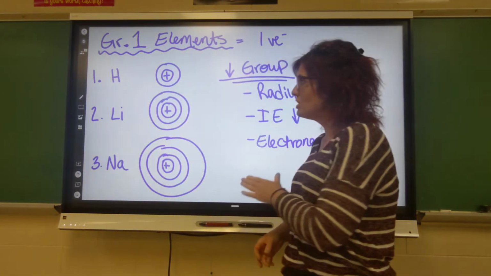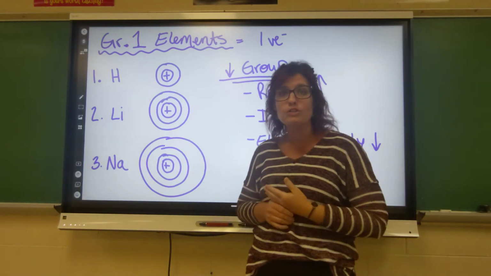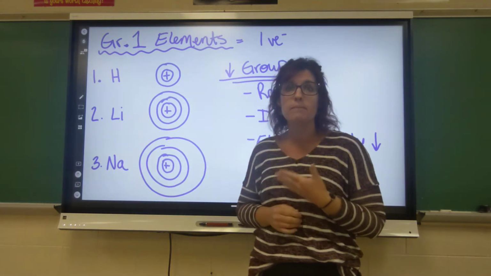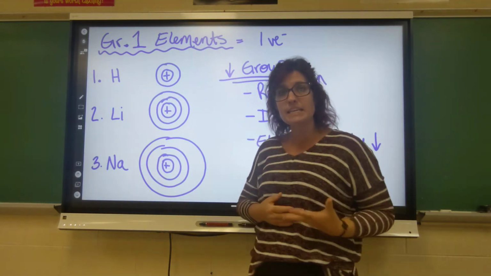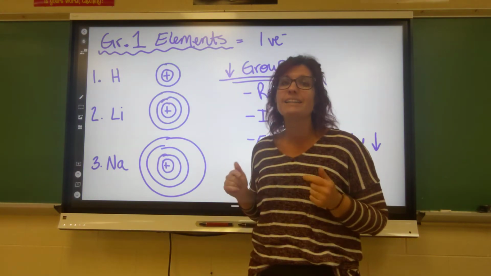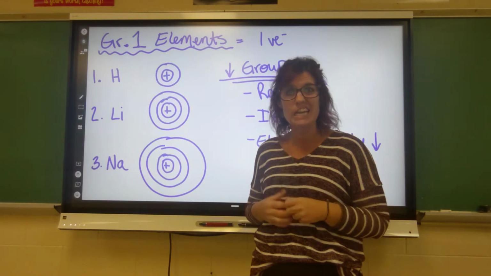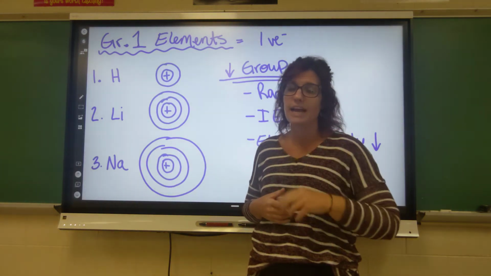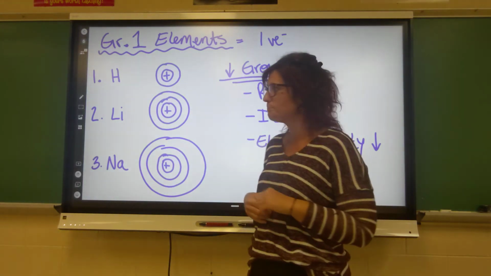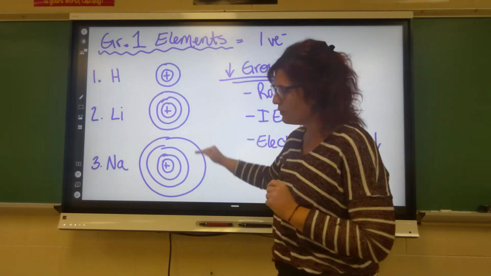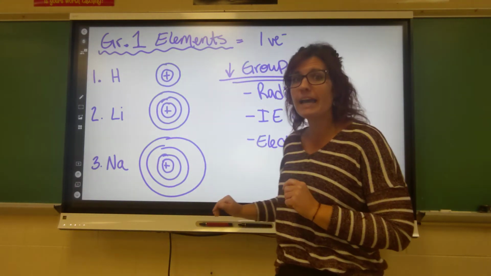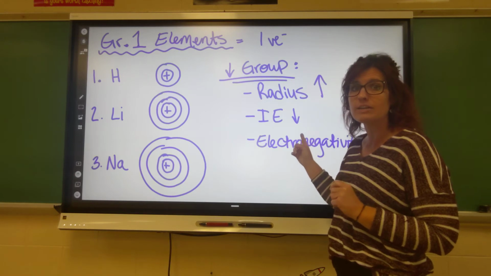So ionization energy is the energy required to remove an electron from an atom. If it's easy to remove an electron, then ionization energy decreases. If that electron is held very tightly, then it's going to take more energy and it has a high ionization energy. So as you go down a group on the periodic table, ionization energy will decrease.